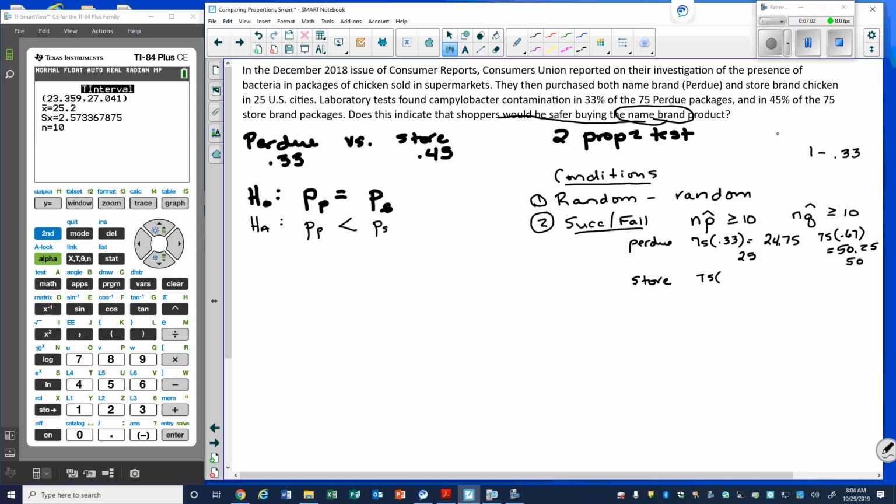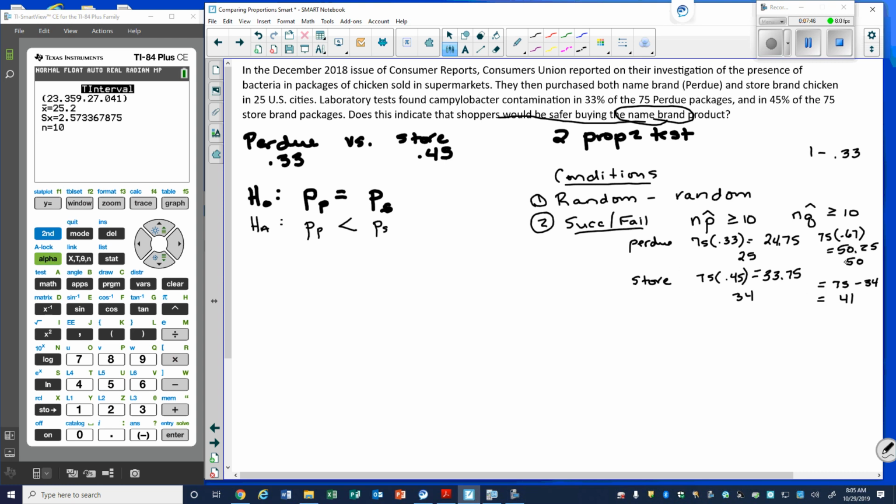not contaminated. If I look at the store-bought chicken using the same information, I had 75 in that sample as well, but for the store-bought chicken, we had 45% that were contaminated. 75 times 0.45 is equal to 33.75. You can also do it this way. So if I'm going to round that and say, okay, I had 34 packages, well, then I could go ahead and tell you the number of packages that were not contaminated without even having to do that math problem. Because if I had 75 in my sample and I know 34 of them were contaminated, if I take out those 34 from the sample size of 75, then 41 packages were not contaminated.